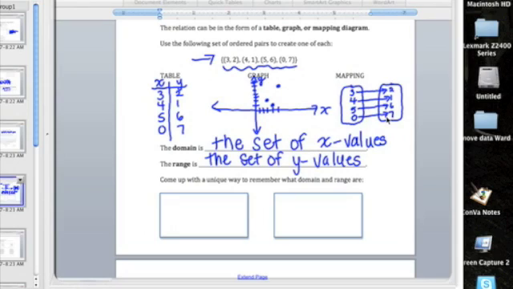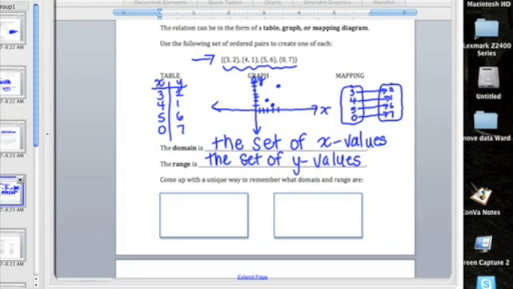This is a pretty easy mapping. Sometimes you'll have repeated values in a mapping, and so the arrows can get a little bit more confusing, but this one's pretty straightforward. They just all go together. So that's 4 different examples of how to make a relation.